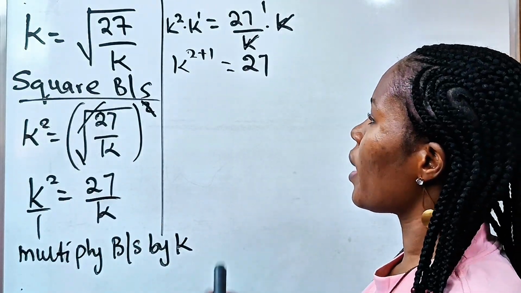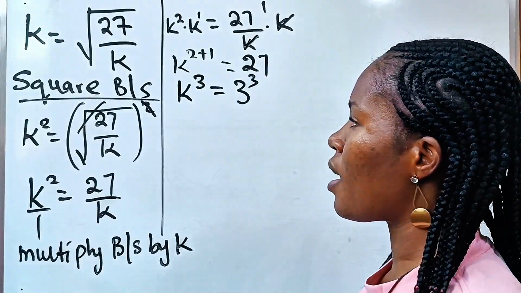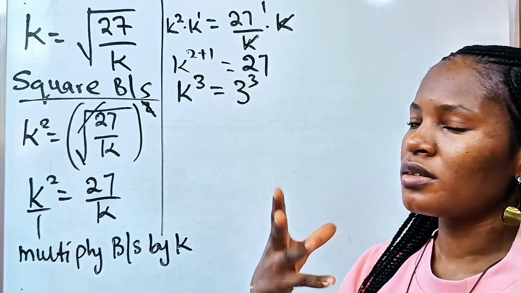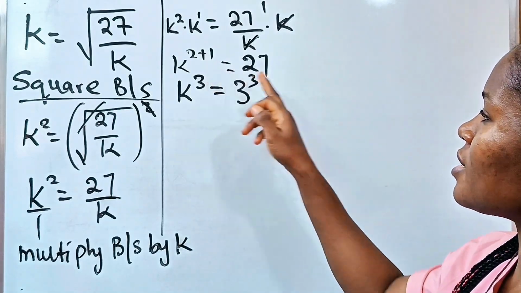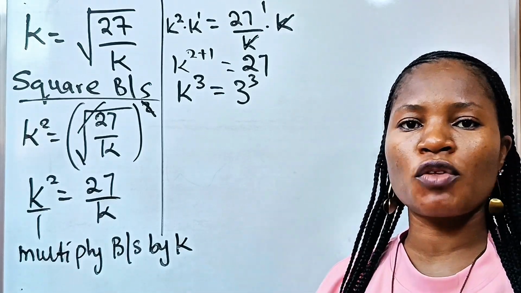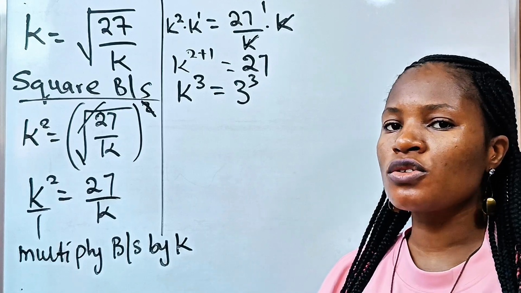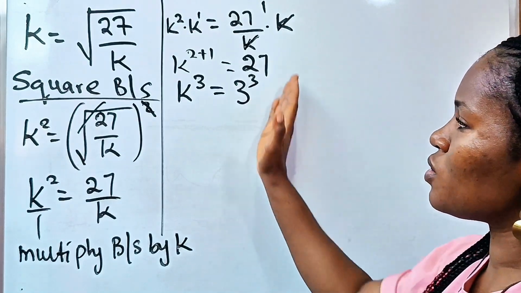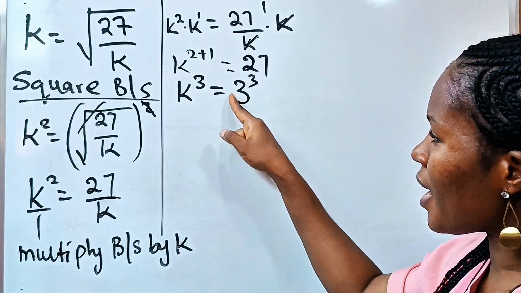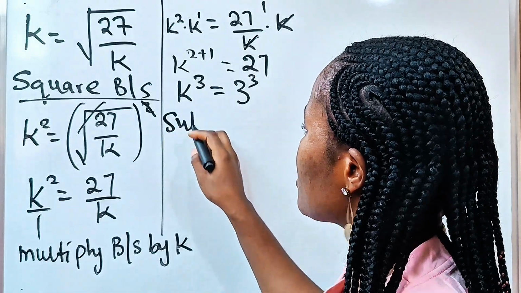Solving further, we have k to the power of 3 is equal to 3 to the power of 3. Now, like I said, when you get to this point, don't be tempted to say, since they have the same power, then k is equal to 3. If you do that, then you won't have the opportunity to find the remaining values of k. So what do we do? We are going to transfer this to the left-hand side of the equation, and to do that, we are going to subtract 3 to the power of 3 from both sides. Okay, so let's do that.